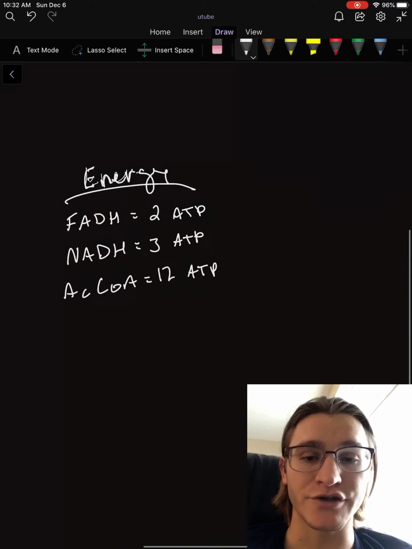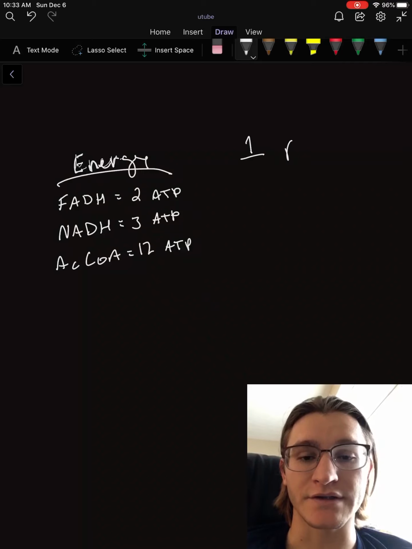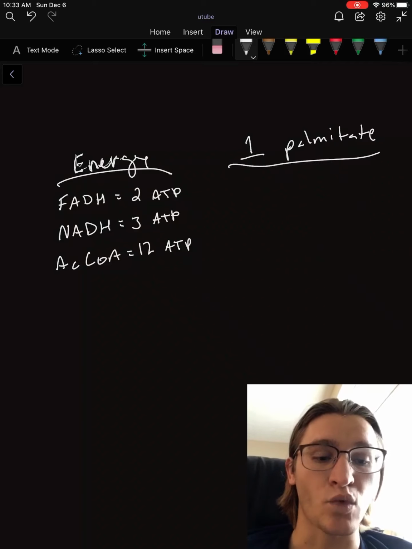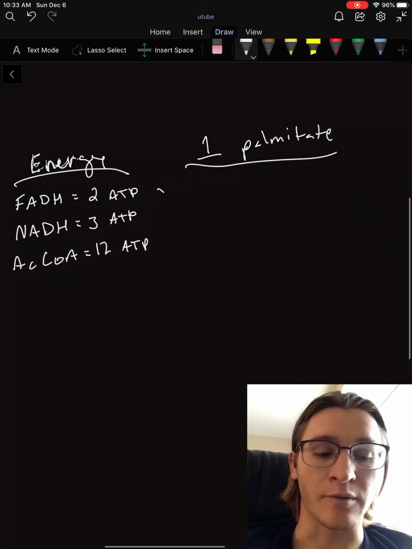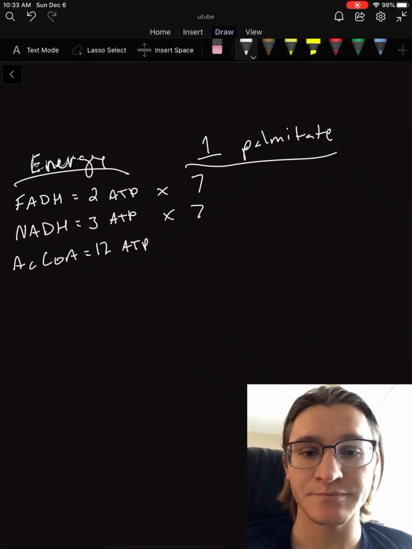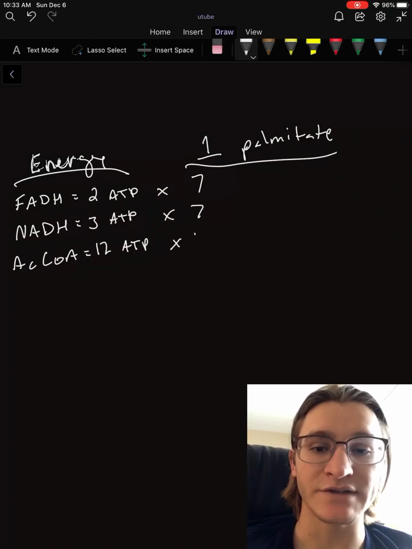So that's a lot of energy. It's an indirect source of energy, but that's still a lot of energy. So we got quite a bit. We got 15, 16, 17 ATP from one cycle. Now let's say we make this into one palmitate. So one palmitate, like I said before, is going to be 16 carbons. So that means we need to run our cycle 7 times. So this is 7 times the one cycle.